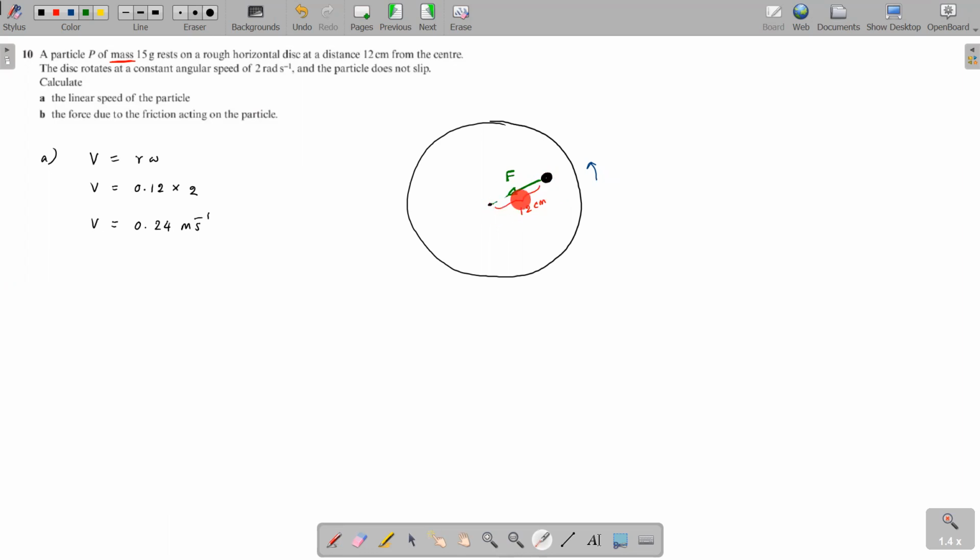Friction will act towards the center, and they're asking you to find the force due to friction acting on the particle. So basically what we apply here is F equal ma, towards the center. So what's the centripetal force now? In this case, the centripetal force is the friction force.